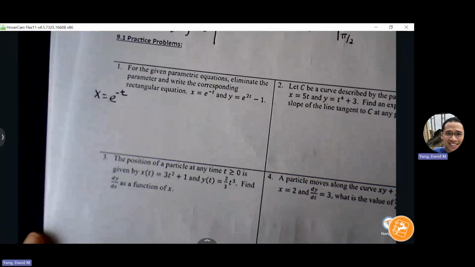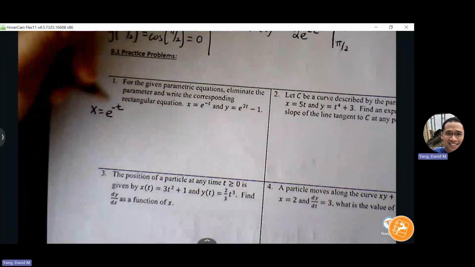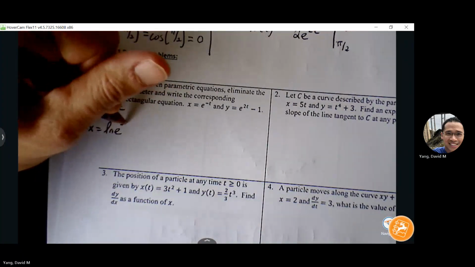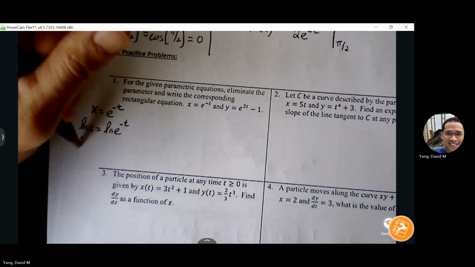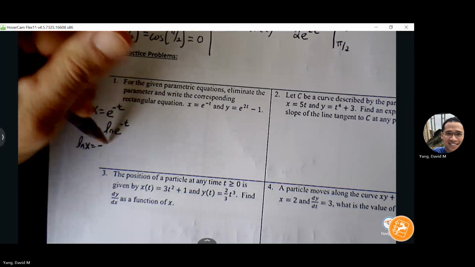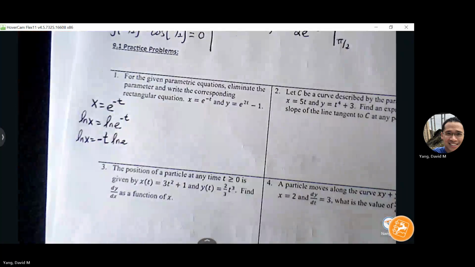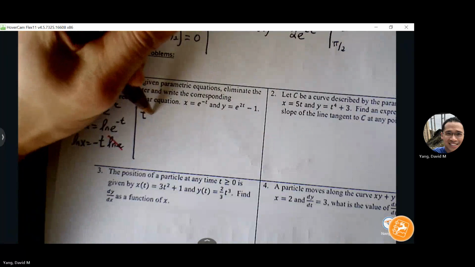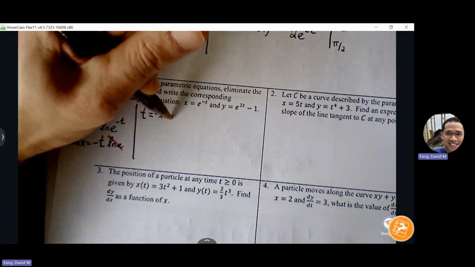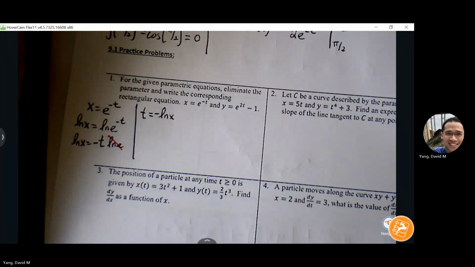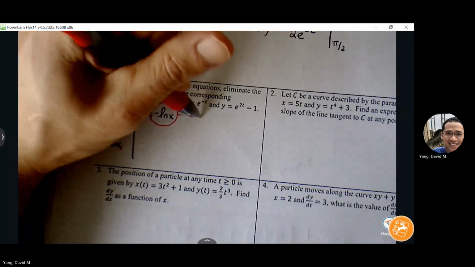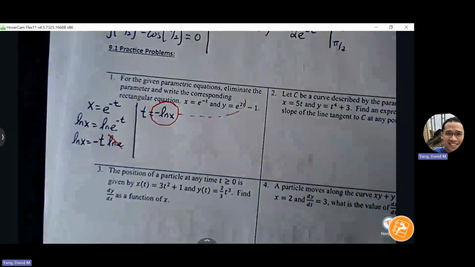What can we do to get that t to eventually come down? Natural log. Yeah. Right, we know natural log of e just goes away nicely. T equals negative natural log of x. Now that we have that, we can take this and put it into the t.